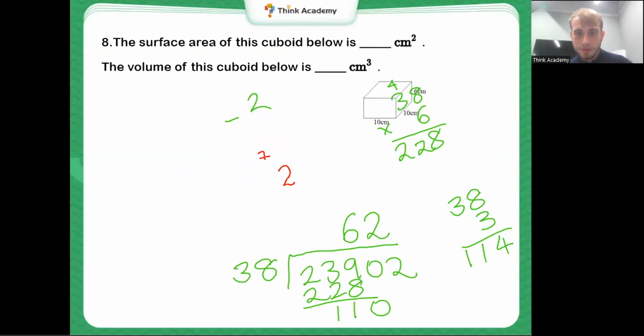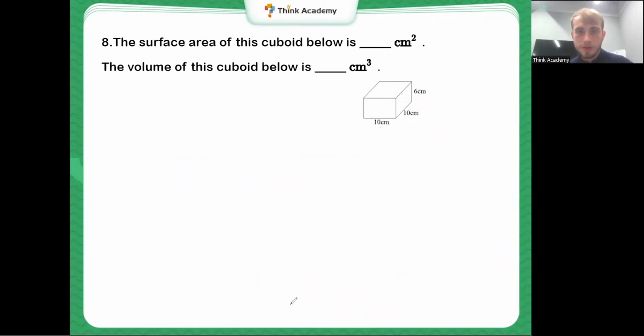this one because there were quite a few mistakes on the surface area for this test.